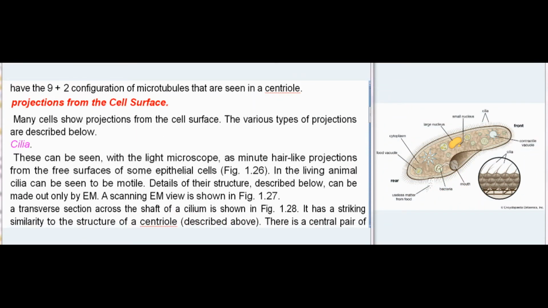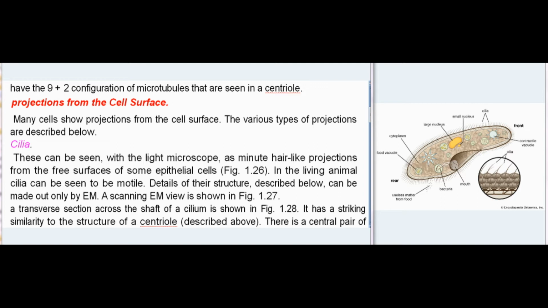Projections from the cell surface. Many cells show projections from the cell surface. The various types of projections are described below. Cilia. These can be seen, with the light microscope, as minute hair-like projections from the free surfaces of some epithelial cells, Fig 1.26. In the living animal, cilia can be seen to be motile. Details of their structure, described below, can be made out only by EM. A scanning EM view is shown in Fig 1.27. A transverse section across the shaft of a cilium is shown in Fig 1.28.